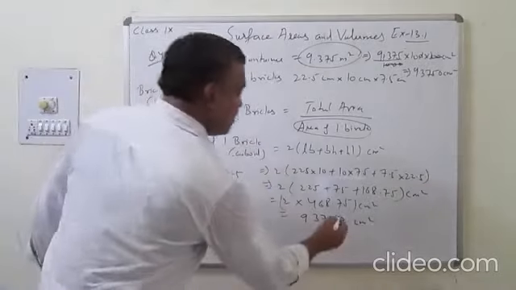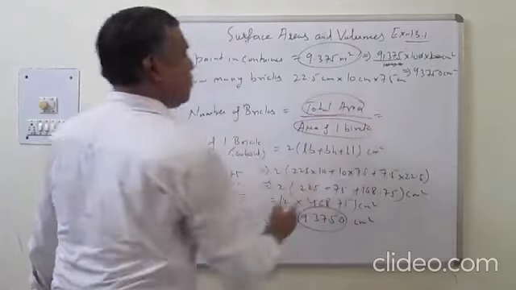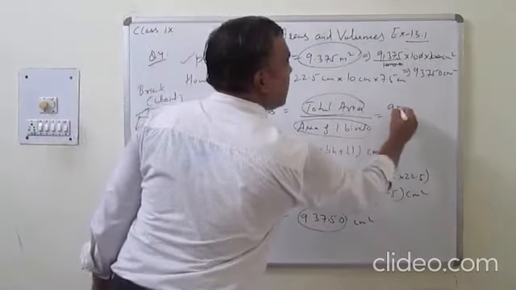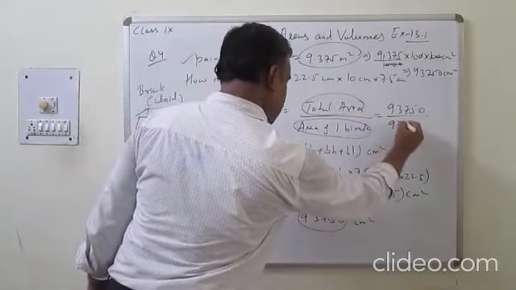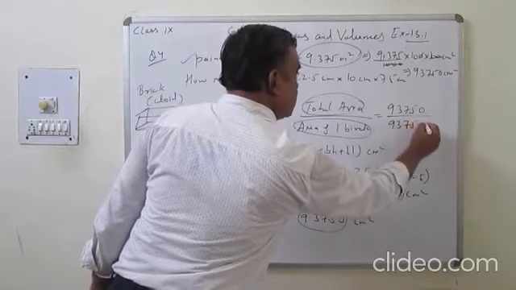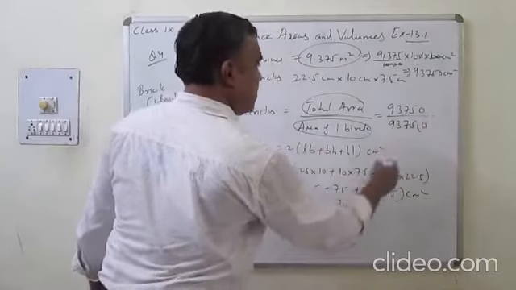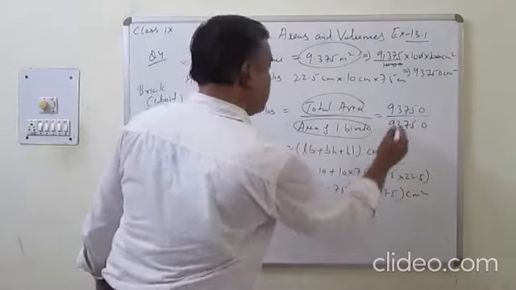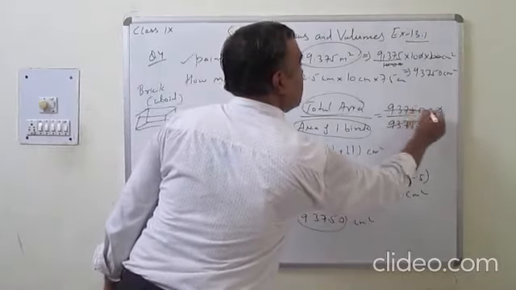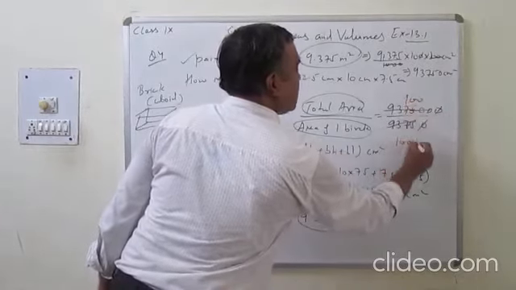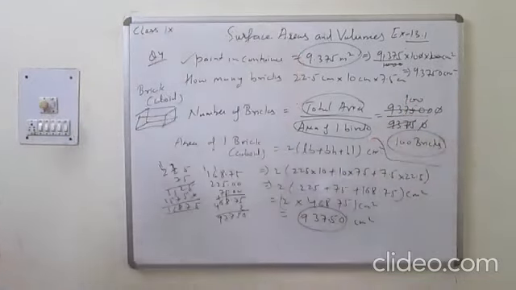Now put the values here. Put the value of this and this here. You will get the number of bricks. What is the total area? 93750. And what is the area of one brick? 937.50. If you remove the point, 2 points come up. One will cut, this will cut by 100. So how many bricks are there? 100 bricks are there.